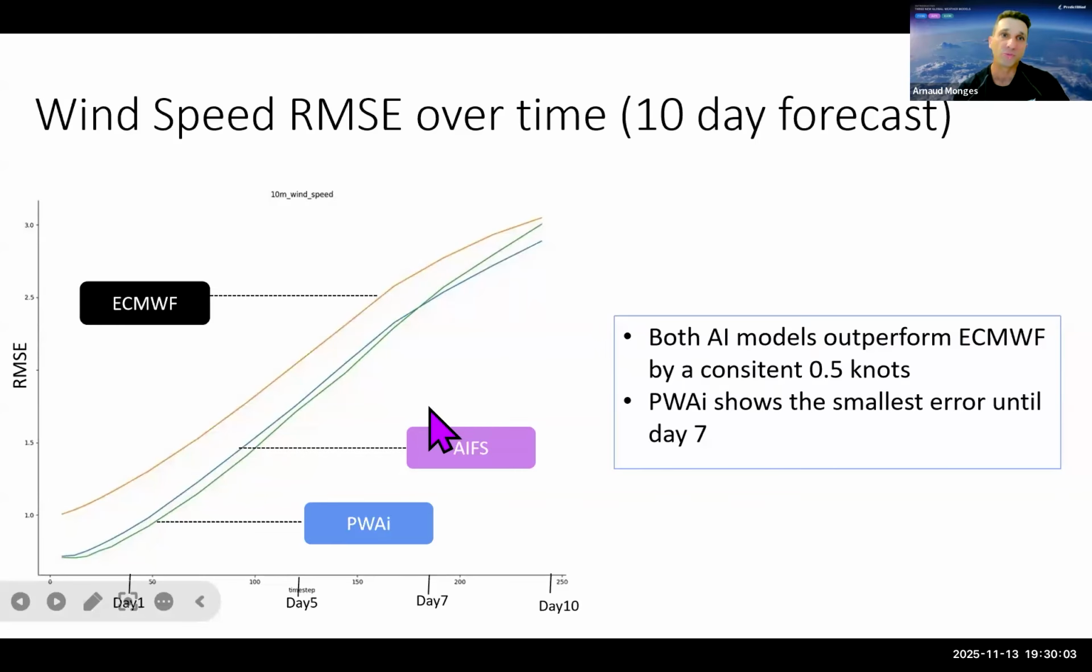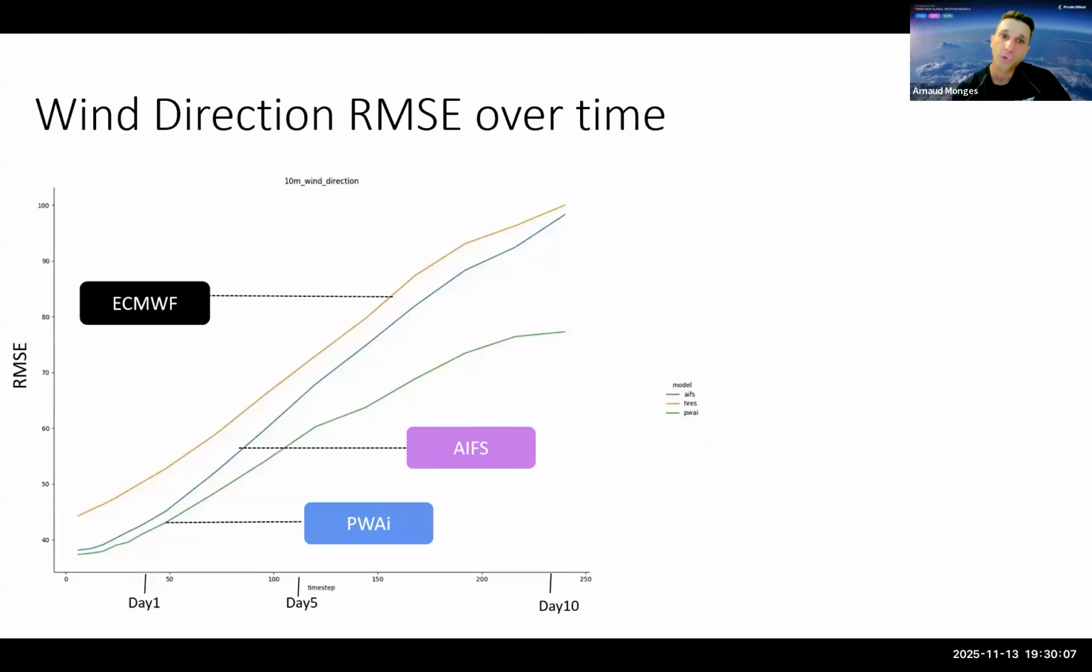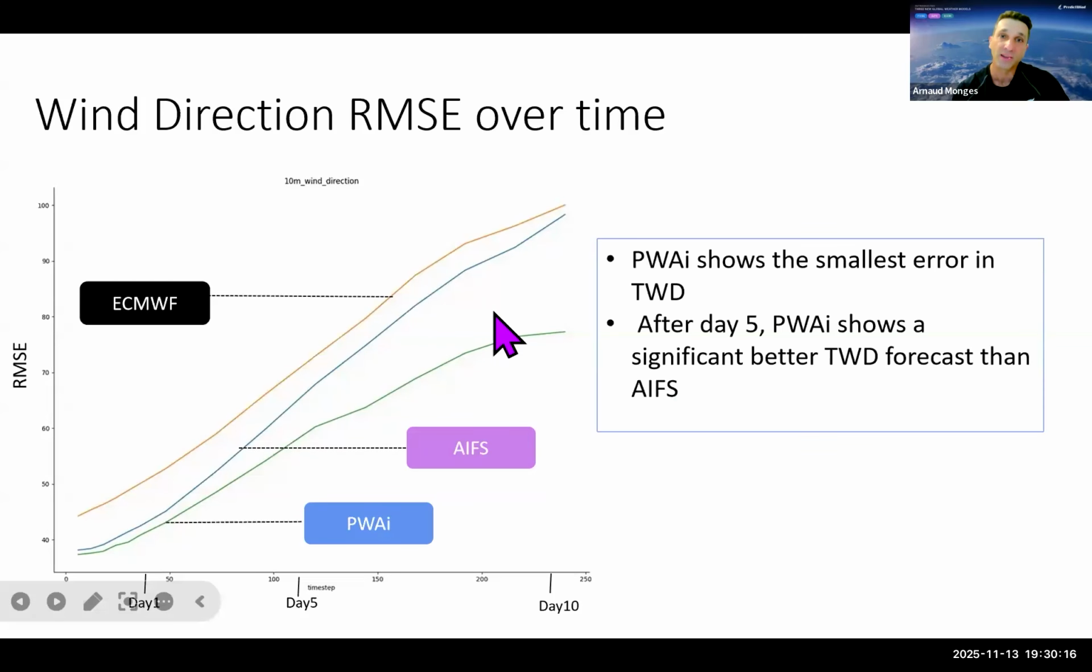So very promising results. We have done the same validation study, but for the wind direction. And here again, we can find that the two AI models have a lower error, so they forecast the wind direction better. And we are very happy to see also that as the days go by, PWAi is also outperforming AIFS.